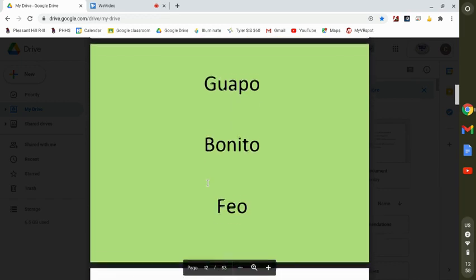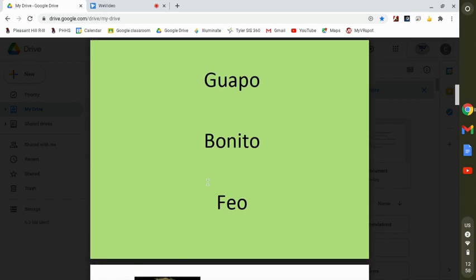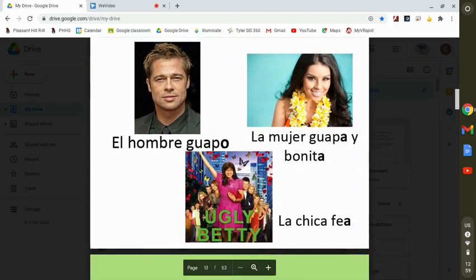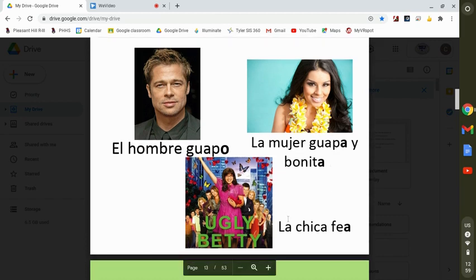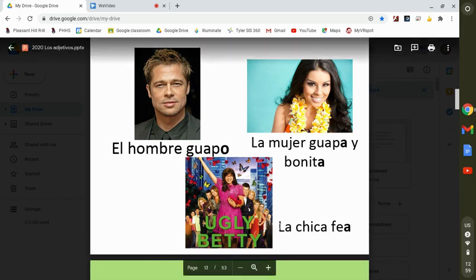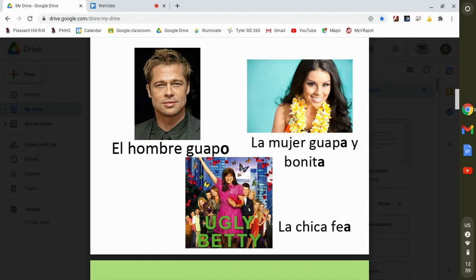Your next three words: guapo, bonito, and feo. Here are your pictures. El hombre guapo, which means handsome or good looking. La mujer guapa y bonita. Bonita means beautiful. Now, it is perfectly fine to call a woman handsome, but all you have to do is put an A here because she's a woman. So, guapa and bonita. The word ugly is fea. Since it's a girl, la chica fea. If I had an ugly boy here, I'd say el chico feo. So it depends if it's masculine or feminine, if it ends in an O or an A.